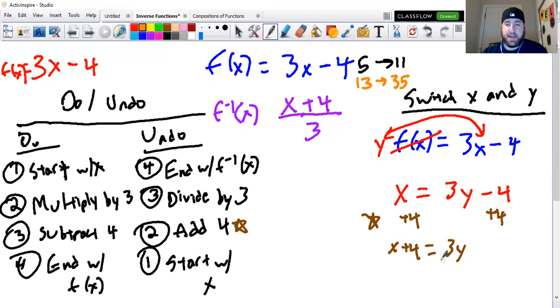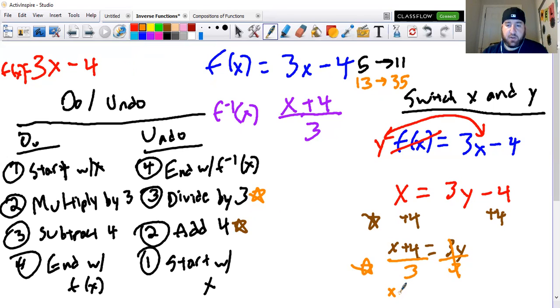So now to get y by itself, I've got to divide by 3, because this is multiplying by 3, so I divide by 3, which cancels out. I do it on that side as well. But again, I divided by 3, which is what I did there. So we see that it matches up.